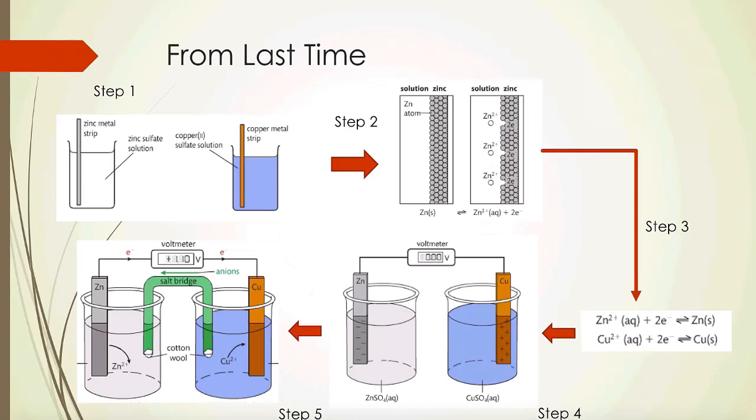You then attach the two solutions and the metal strips with a circuit. The voltmeter will then tell us the cell potential difference, and we would have to add a salt bridge in between these two beakers in order to balance the charge and displace the potential difference so that the circuit keeps going.